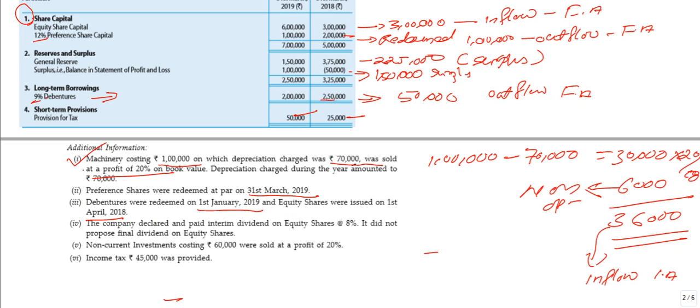Okay, so the company declared and paid the interim dividend on equity shares, 8%. If the company is declaring dividend to the equity shares, it means preference shares also have to get the amount. So how much is the equity shares issued? How much is the total amount? That outstanding balance is 6 lakh rupees. So we have to calculate 8% of that 6 lakh rupees, 8 by 100.